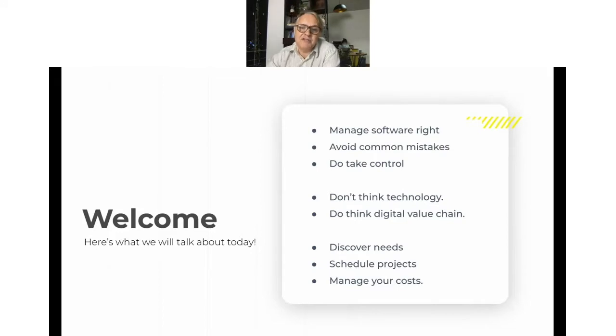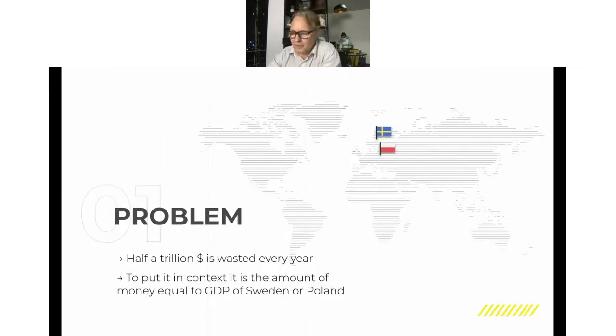By taking a process view of your business idea instead of a technological view, you'll be able to discover your real needs, schedule projects for the real world, and manage your very, very real technology costs. And like all good presentations, I want to start out by scaring you. Be scared, be very, very scared.